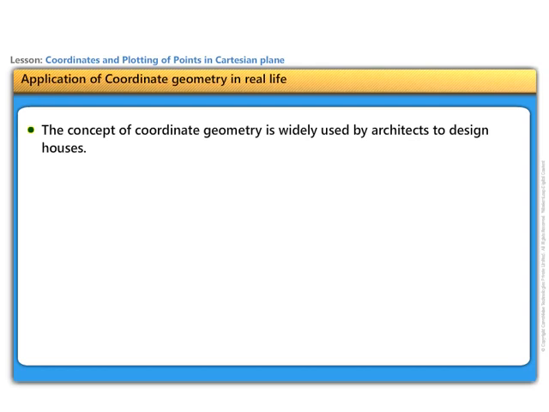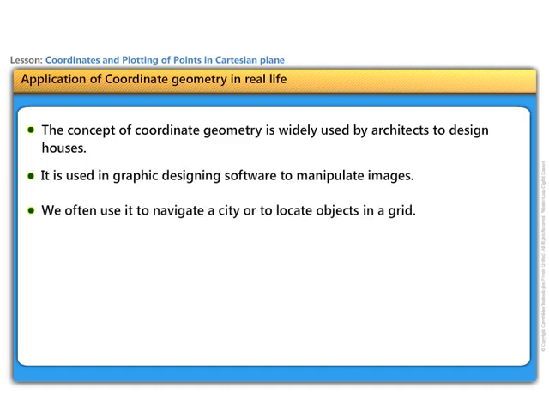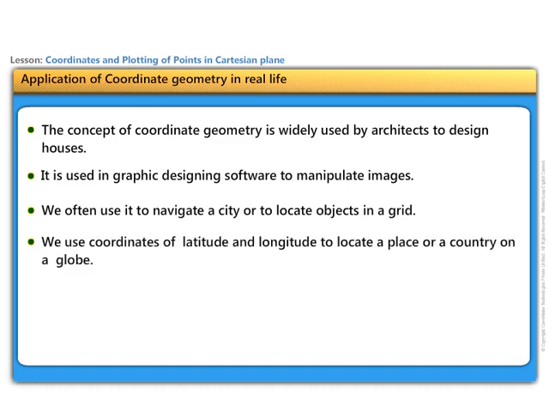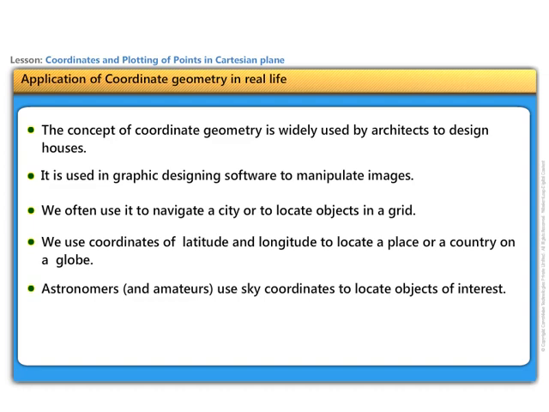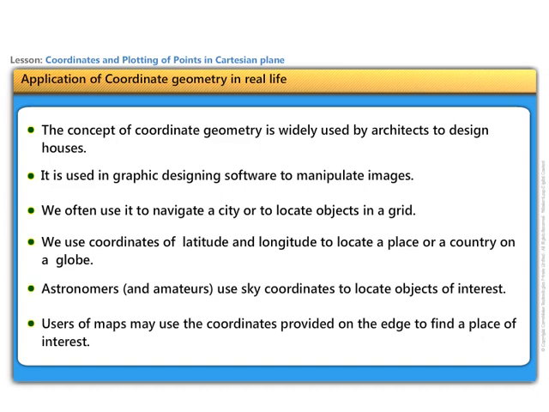Now, let us study some of the applications of coordinate geometry in real life. The concept of coordinate geometry is widely used by architects to design houses. It is used in graphic designing software to manipulate images. We often use it to navigate a city or to locate objects in a grid. We use coordinates of latitude and longitude to locate a place or a country on a globe. Astronomers and amateurs use sky coordinates to locate objects of interest. Users of maps may use the coordinates provided on the edge to find a place of interest.